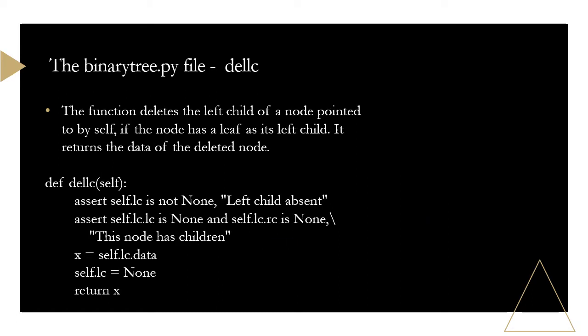Del LC. The function deletes the left child of a node pointed to by self if the node has a leaf as its left child. It returns the data of the deleted node.